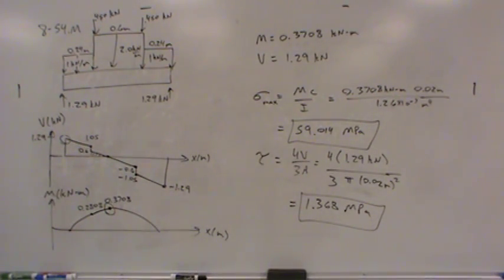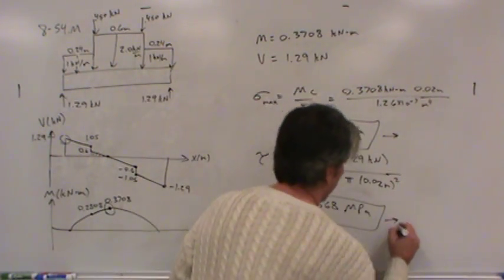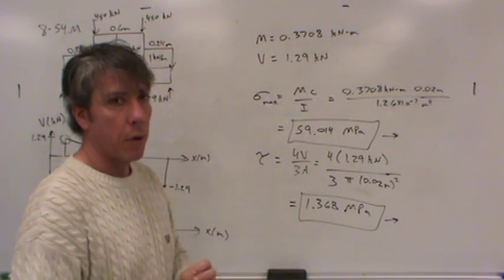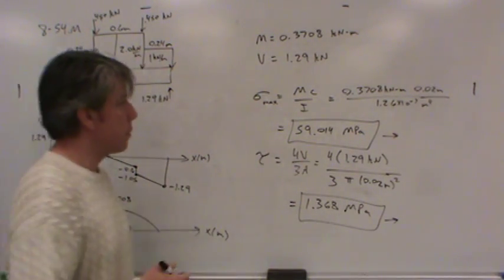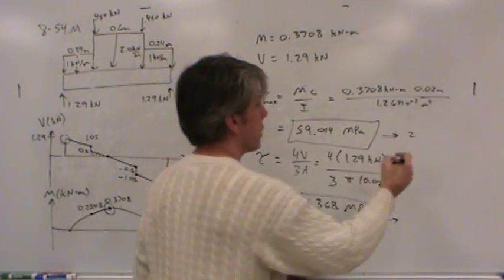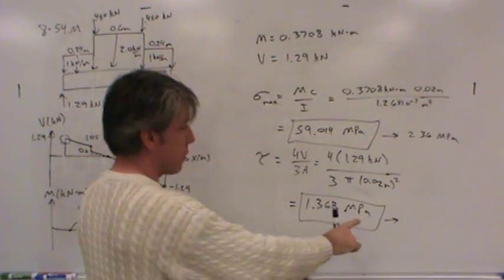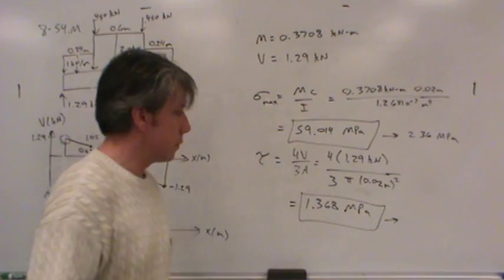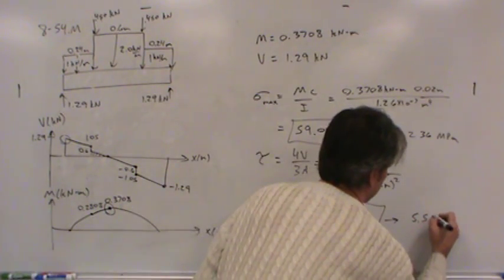Anyway, we're supposed to determine a material with a design factor of 4 based on yielding. So basically what we need to do is multiply both of these numbers by 4. What do we get when we multiply these two by 4? About 236 megapascals. And this one times 4? 5.5.